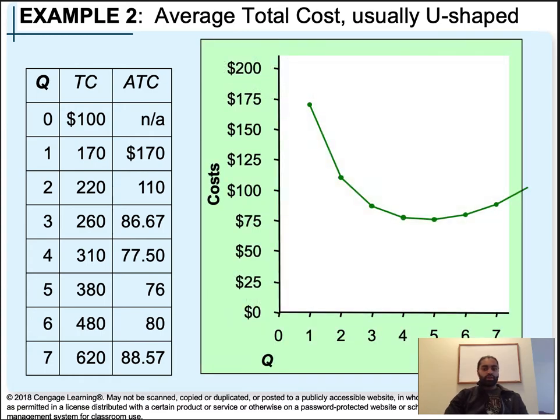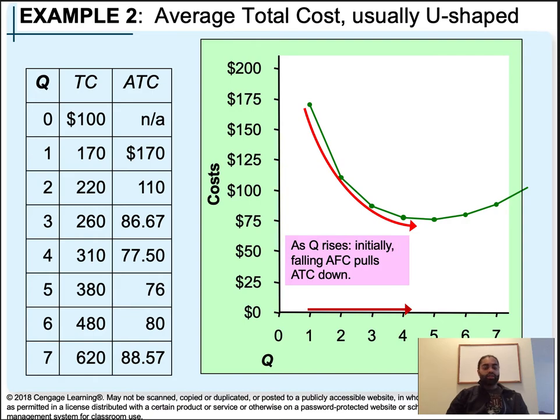Now, something important to know. So as quantity rises initially, our falling average fixed cost pulls our ATC down. Again, there's two parts of ATC. Average total cost consists of average fixed cost and average variable cost. And we already saw originally that our average fixed cost is decreasing when we first start producing because we're spreading the cost among the different units that we're producing.